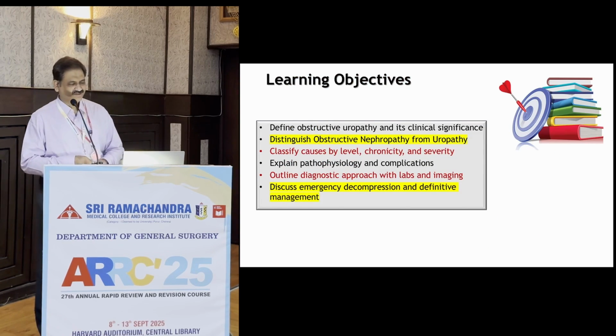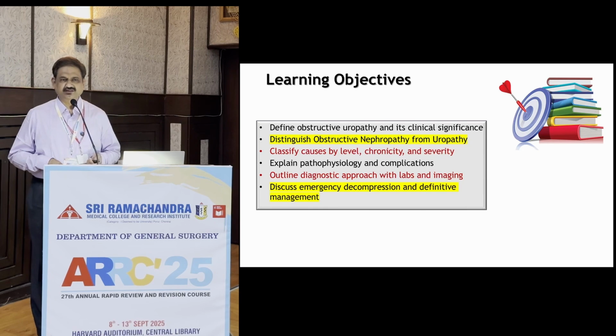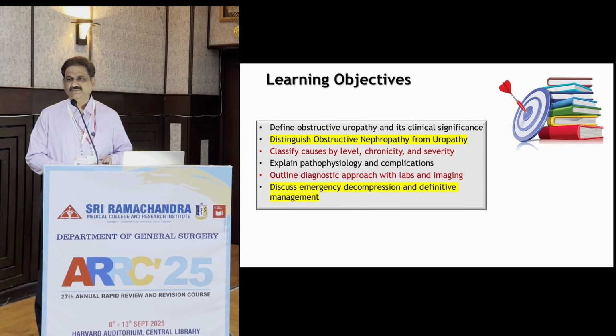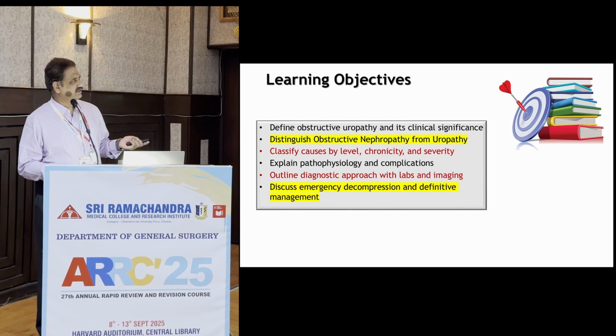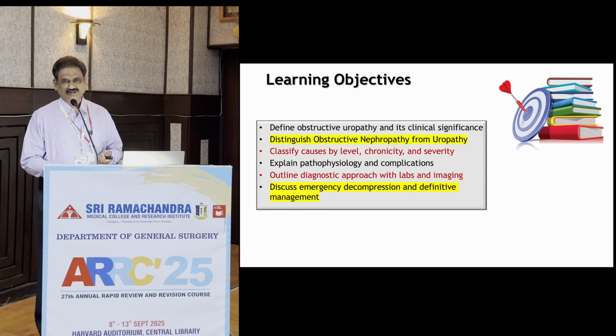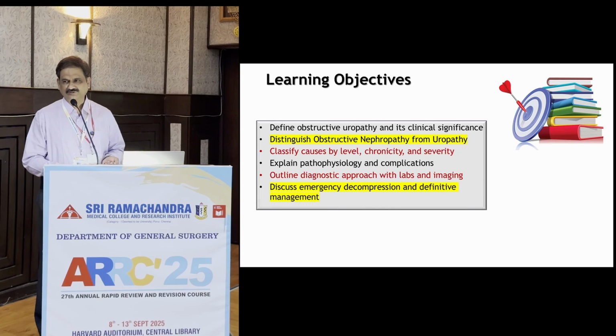So what do we talk about? First, we will define what exactly obstructive uropathy is all about. Then, the most important thing is to distinguish an obstructive uropathy from a nephropathy. I'll tell you the differences between obstructive uropathy and obstructive nephropathy, and why that is important; you will know at the end of your session. Then we will classify the various types of obstructive uropathy based on the level of obstruction, the chronicity of the obstruction, or the severity with which the patient presents, and then the pathophysiology, the diagnostic algorithms, and what exactly you should do when a patient comes to you with this sort of symptom or condition.